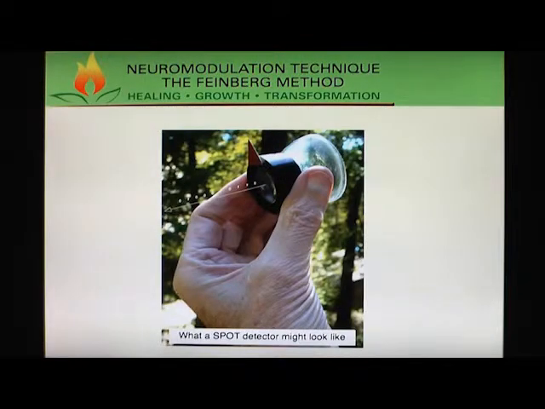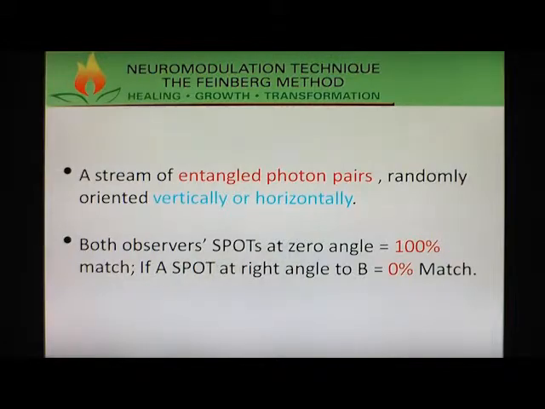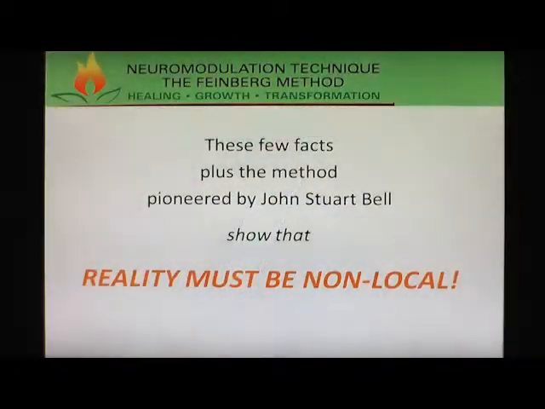These detectors, let's say this is a spot detector, it's oriented vertically. We want to make sure that both Bob and Alice have their photon detectors oriented the same way, because that would influence the test, wouldn't it? And so both are going to orient at zero angle. And when that's true, they agree in terms of their description of what the photon's orientation is 100% of the time. If one is looking like this through their spot detector and the other is looking like this, they will agree 0% of the time. So with these two facts, plus the method pioneered by John Stewart Bell, we can show that reality has to be non-local at all levels of organization.